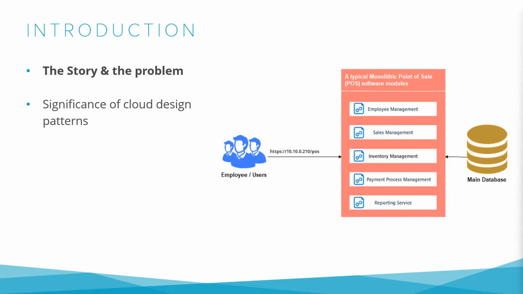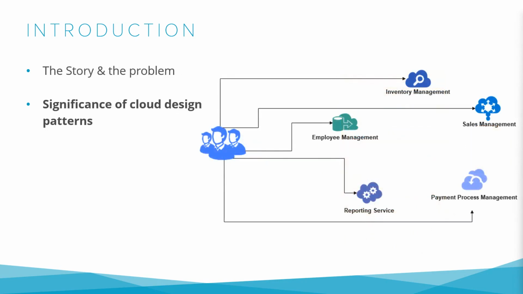What is the solution then? I think we can clearly notice a drastic change in the diagram as compared to the previous one, right? What we did, we have segregated all the modules from the previous POS system where each module is running independently in separate instances. Here, instance means we can think of a container or a small sized server. The same employees or users are now communicating with each module through different URLs or endpoints.